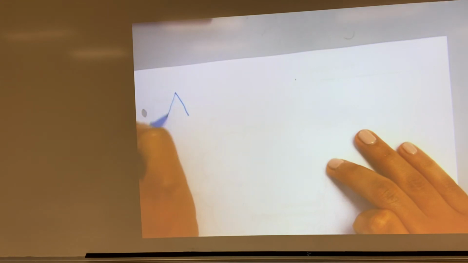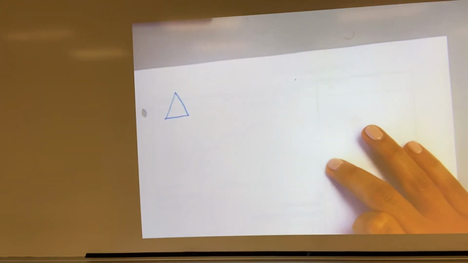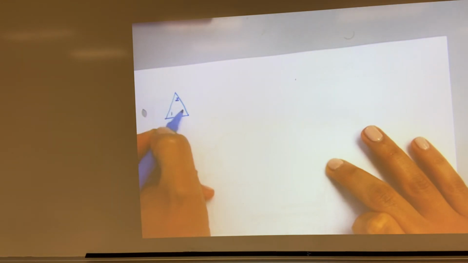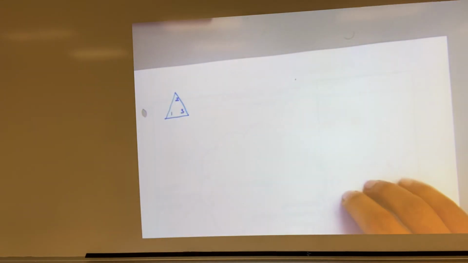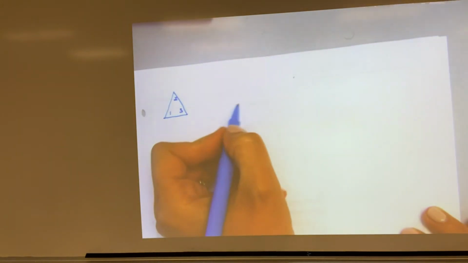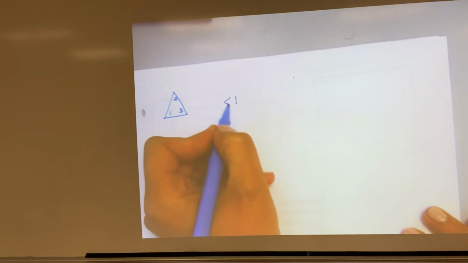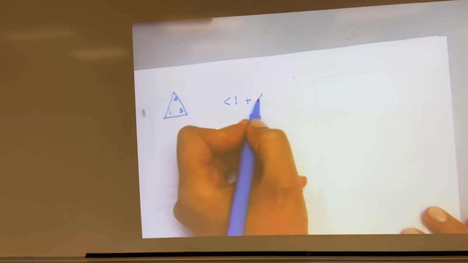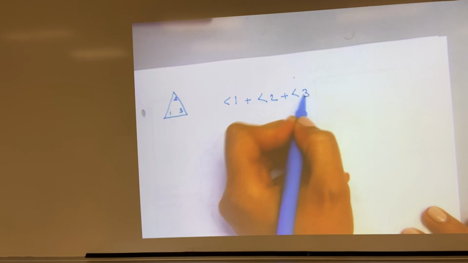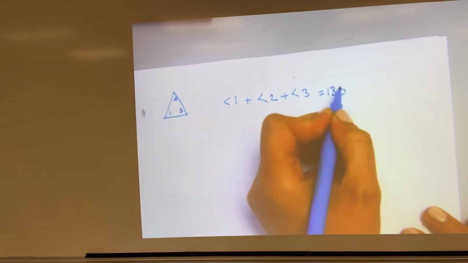So if I have this triangle here, I know that the measure of angle 1, 2, 3 all together has to add up to 180. So the measure of angle 1 plus angle 2 plus angle 3 equals 180 degrees.